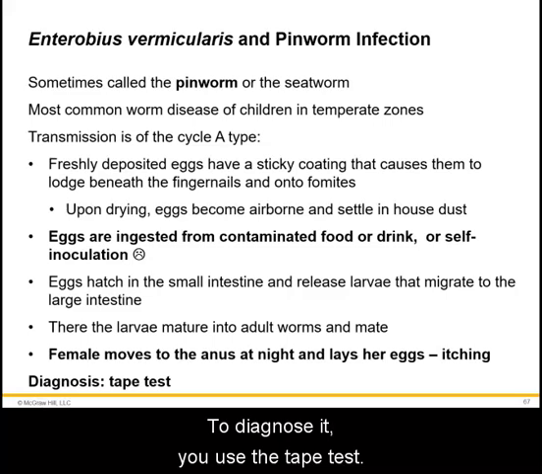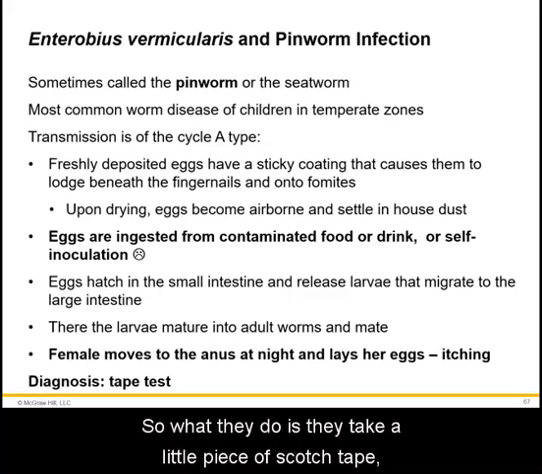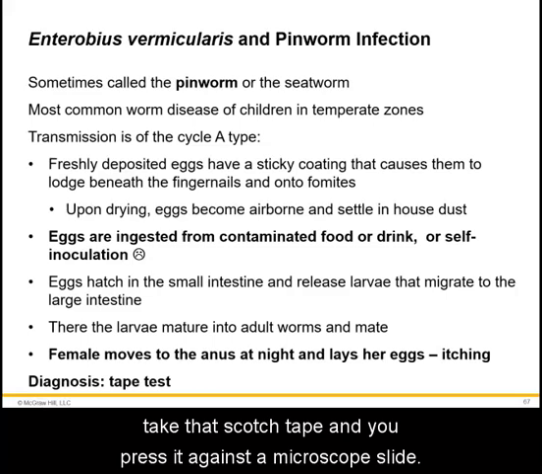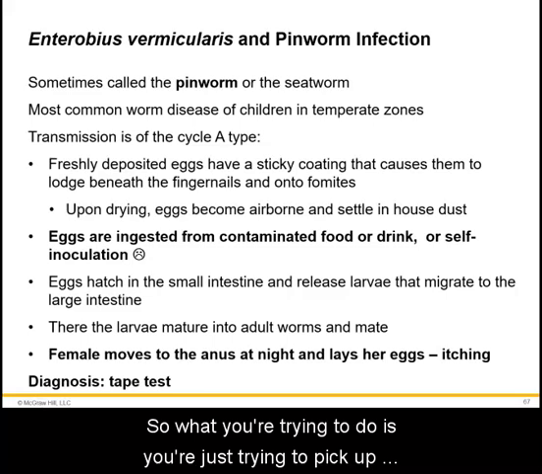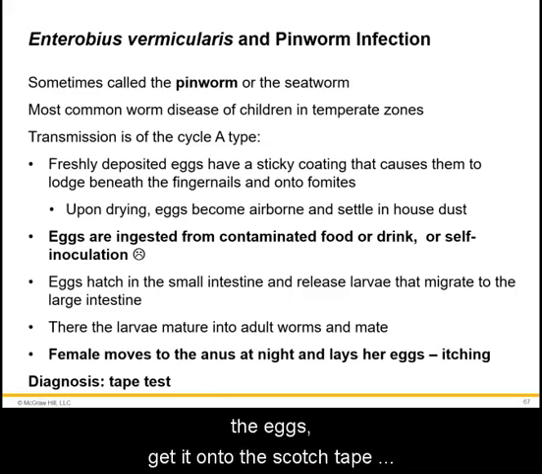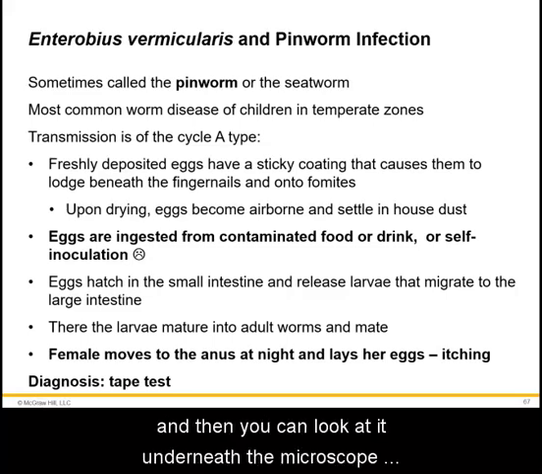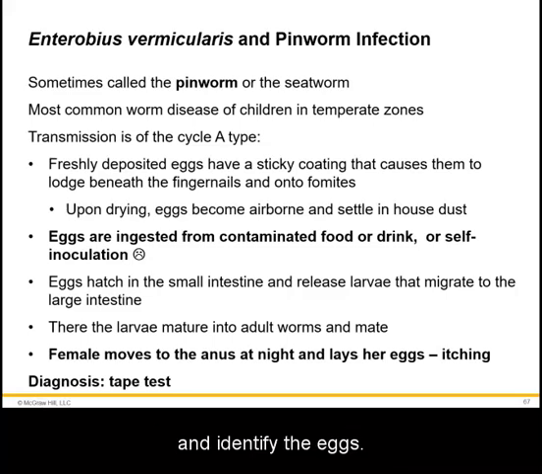To diagnose it, you use the tape test. So what they do is they take a little piece of Scotch tape, you press it against the perianal skin, and then you take that Scotch tape and you press it against a microscope slide. So what you're trying to do is you're just trying to pick up the eggs, get it onto the Scotch tape, and then transfer the eggs over to a microscope slide. And then you can look at it underneath the microscope and identify the eggs.